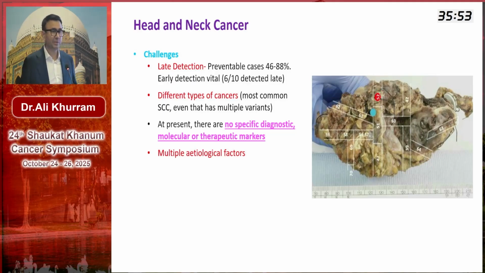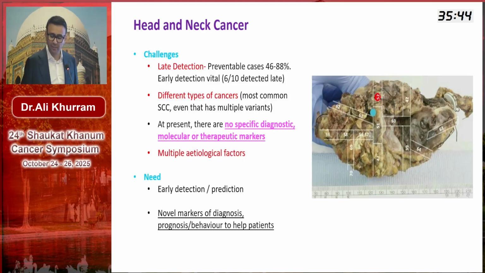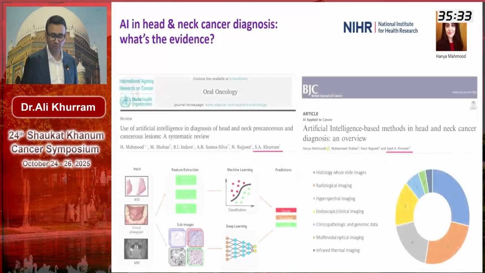There are also multiple causative factors, so it can be smoking, smokeless tobacco, alcohol, in some cases genetics as well. So that means the disease itself is very heterogeneous and difficult to treat. So what we need is something that can help us identify these cancers early, or perhaps even before they become cancerous, and something that's a little bit out of the box. And potentially this is where AI comes in.